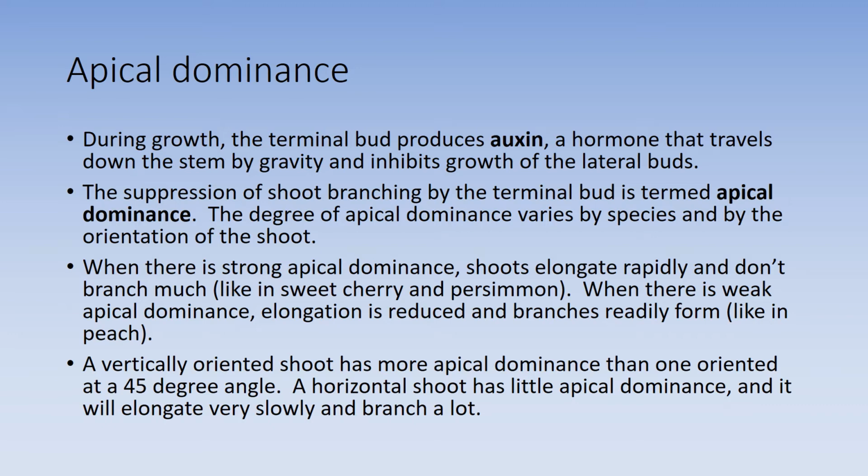When there is strong apical dominance, shoots elongate rapidly and don't branch much, like in sweet cherry and persimmon. When there is weak apical dominance, elongation is reduced and branches readily form, like in peach. A vertically oriented shoot has more apical dominance than one oriented at a 45-degree angle. A horizontal shoot has little apical dominance, and it will elongate very slowly and branch a lot.